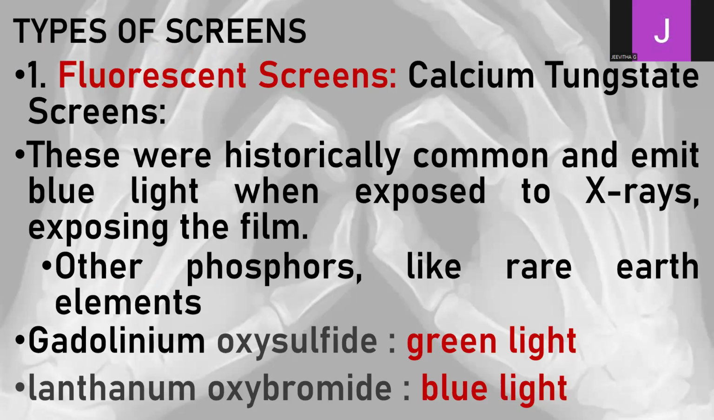Now, what are the types of screens that are currently being used? So we have fluorescent screens. Under fluorescent screens, we have calcium tungstate screens, gadolinium oxysulfide screens, and lanthanum oxybromide screens. These oxysulfides create a green light and lanthanum oxybromides create a blue light. And historically, most of these were used and other phosphors and rare earth elements were added later on.